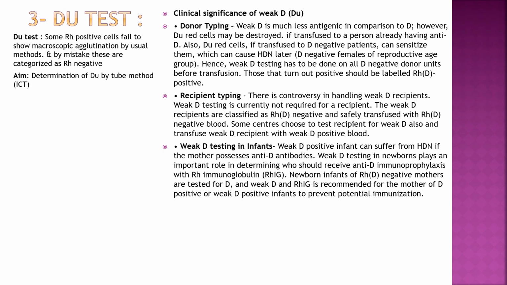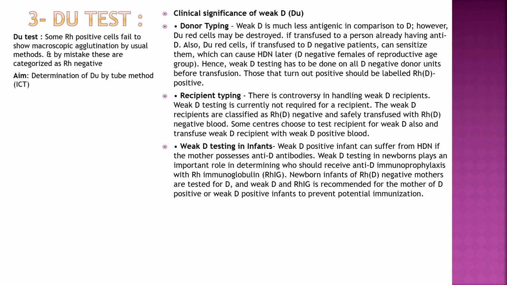Clinical significance. First, donor typing. Weak D is much less antigenic in comparison to capital D. However, DU red cells may be destroyed if transfused to a person already having anti-D. Also, DU red cells, if transfused to D negative patients, can sensitize them, which can cause HDN later if the patient is a D negative female of reproductive age group. Hence, weak D testing has to be done on all D negative donor units before transfusion. Those that turn out positive should be labeled as RHD positive.